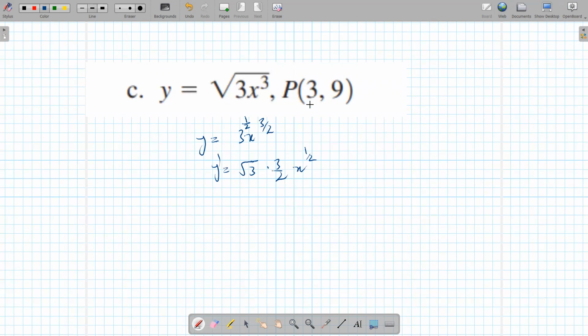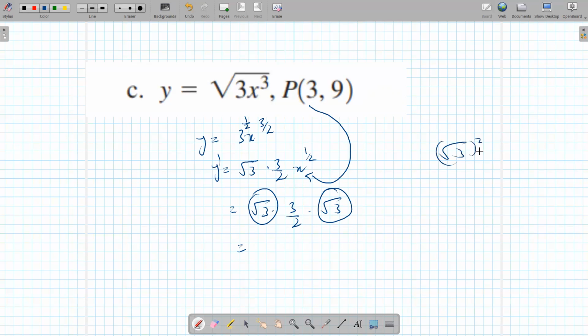And to find the slope, we're just going to plug 3 in there. So √3 times 3 over 2 times √3. What is √3 times √3? It is √3 squared, right? What's √3 squared? This is just a logic question. You don't need a calculator if you know the rule. √3 squared. Is it √9? Yeah, it is. It's just a 3.